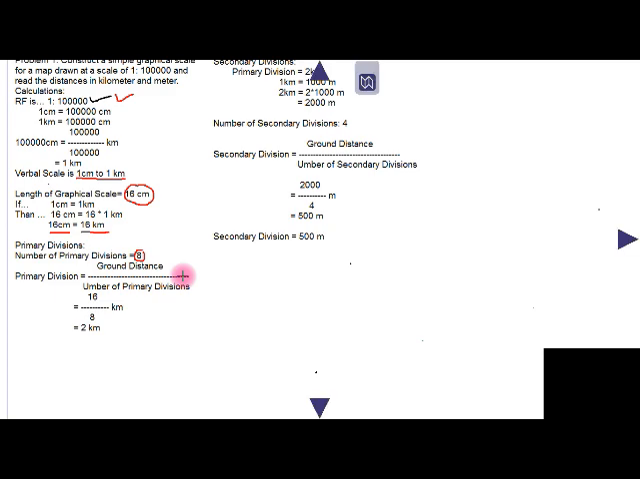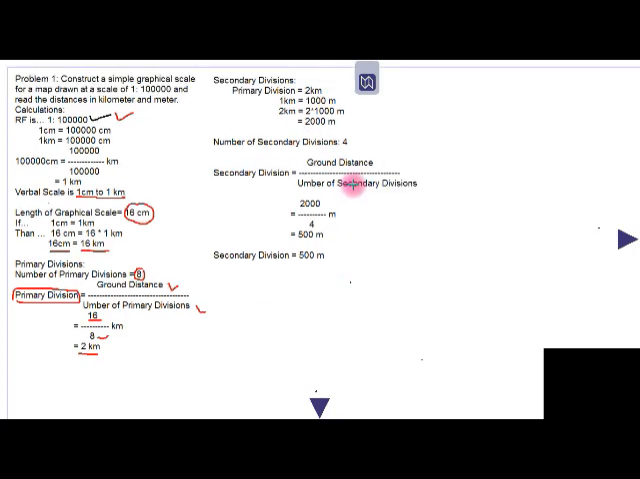Now we have decided that our entire length of graphical scale will have 8 primary divisions. So what would be the distance for one primary division? Using this equation we can calculate it: total ground distance divided by number of divisions. The total ground distance is 16 kilometer, and divisions are 8. So one primary division is equal to 2 kilometer.